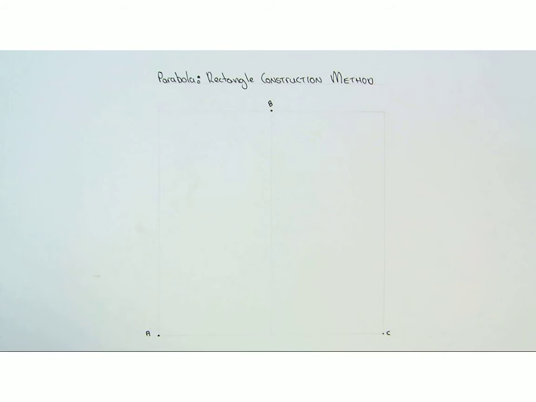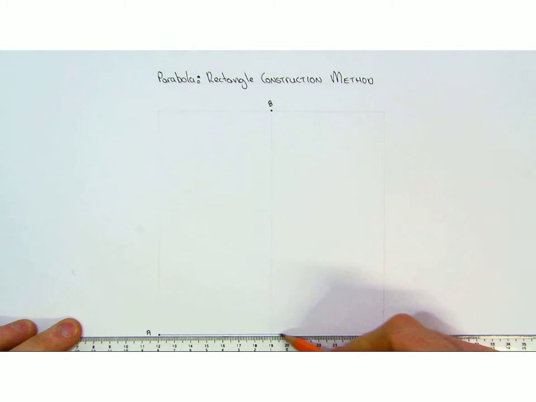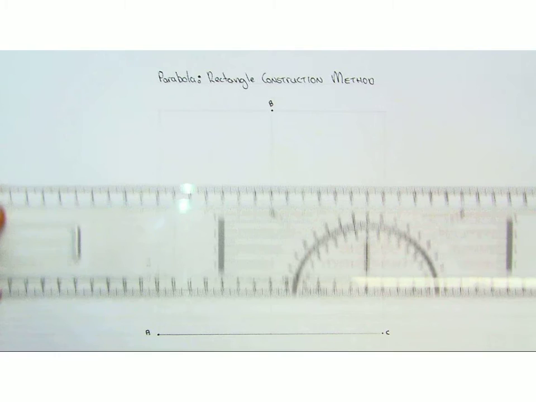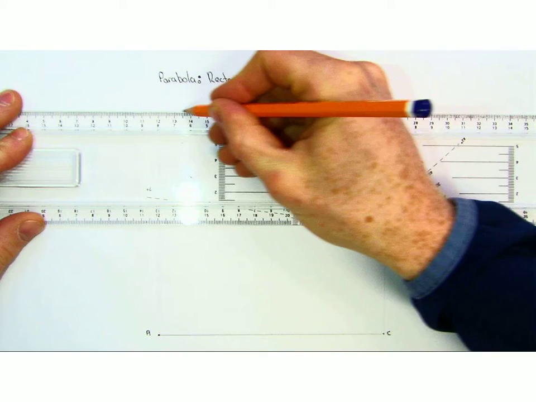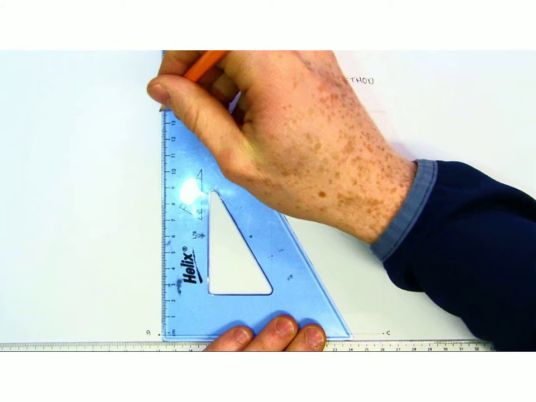So, constructing a parabola using the rectangle method. As you can see, we have the parabola A, B, C, B being the vertex. First step, set up the rectangle. This rectangle will enclose A, B, and C. The rectangle is only for construction.